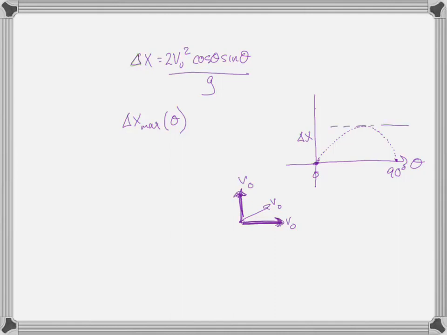So we want to find the maximum of delta x versus theta, which is where the slope is equal to 0, which is by definition where the slope of the delta x versus theta curve equals 0. That means that the derivative of delta x with respect to theta must equal 0. That means the slope is equal to 0. So we need to take the derivative of this function with respect to theta.